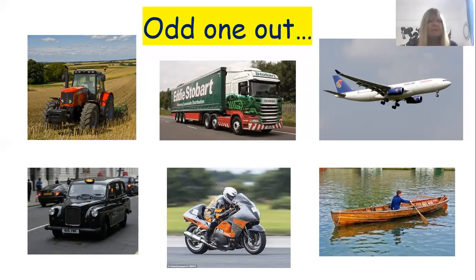Aeroplane. It's got wheels, but most of the time it spins in the air. None of the others are in the air. But then the boat is the only mode of transport that's on water. None of the others can go on water. They'd sink. Keep thinking about it. Let me know.